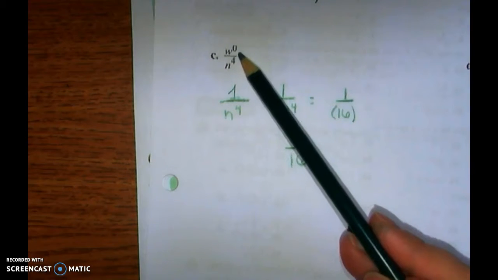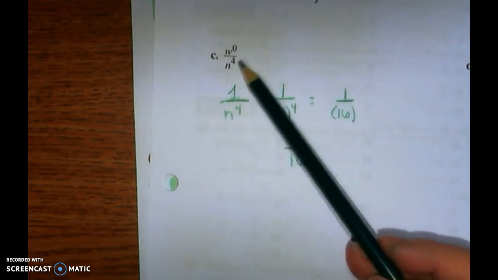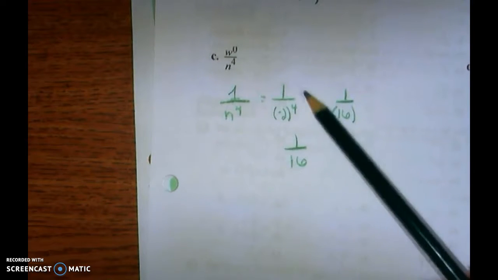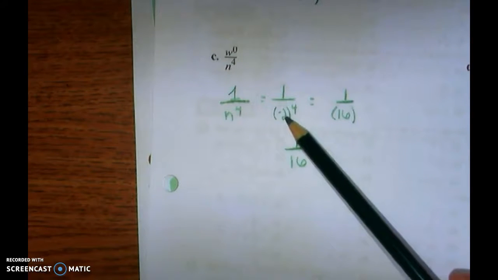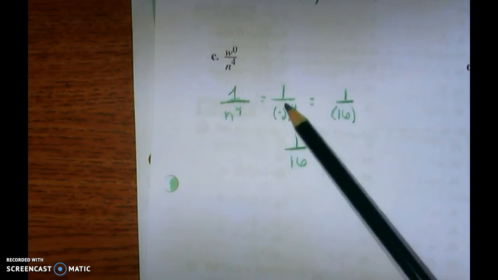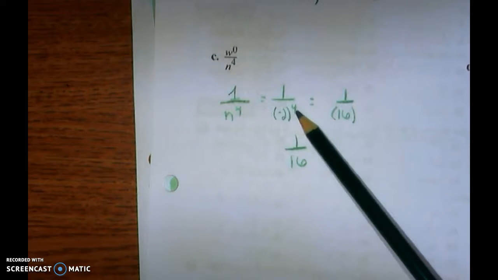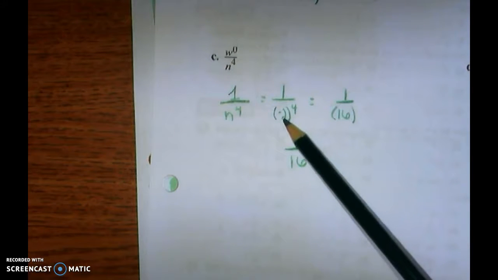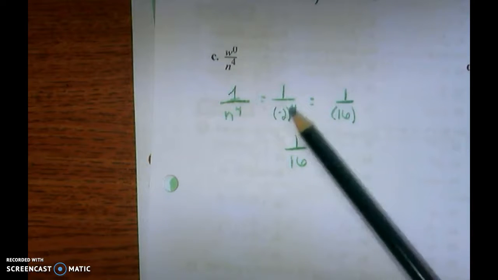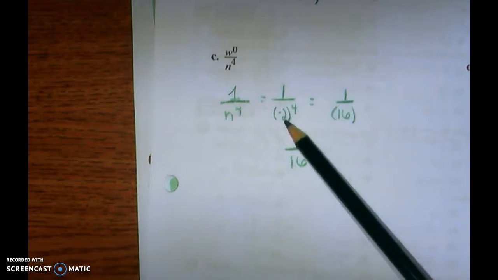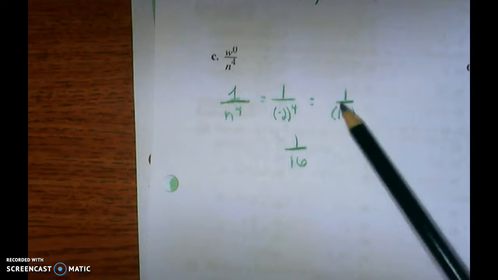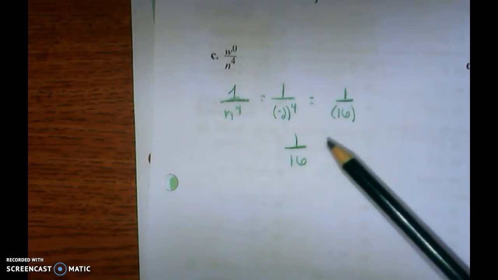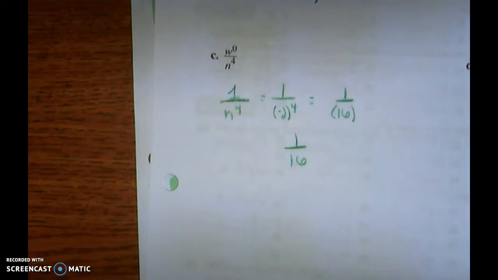W to the 0 again becomes 1. N to the fourth remains. I substitute in negative 2 for n. Notice I'm only replacing the negative 2 for the n. I use parentheses because whatever n is, it needs to be taken to the fourth power. So in this case, it would be 1 over negative 2 times negative 2 times negative 2 times negative 2. That's 4 negative 2's, which gives me a positive 16. Have to be careful there, okay? If it were written a little differently, we might have a different result.